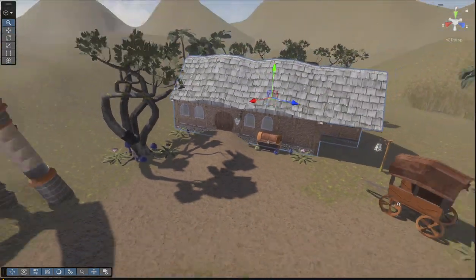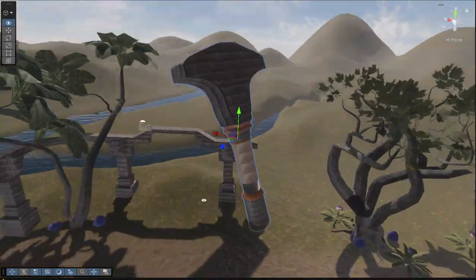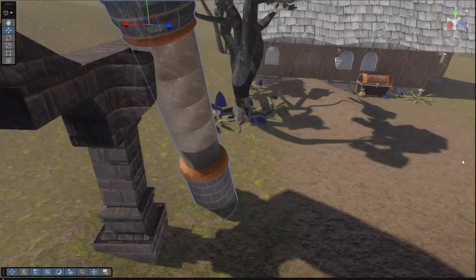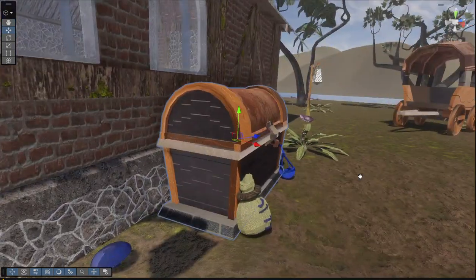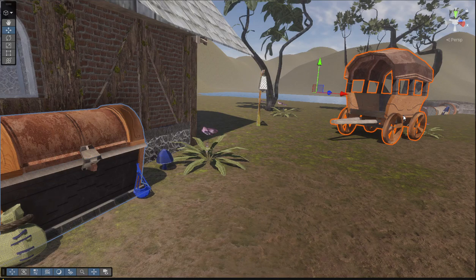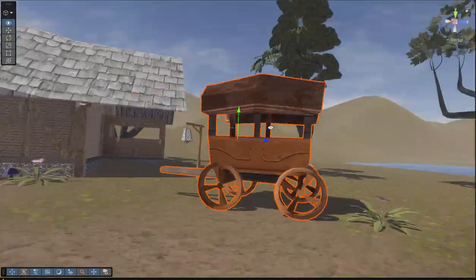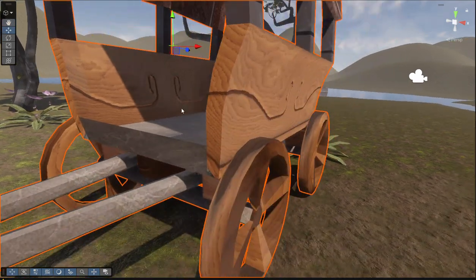Then we also learned about trim sheets. So this pillar, this lower part of the pillar, then we got the treasure chest, and the carriage was all made using the same trim sheet. So learning that modeling way of doing the textures.